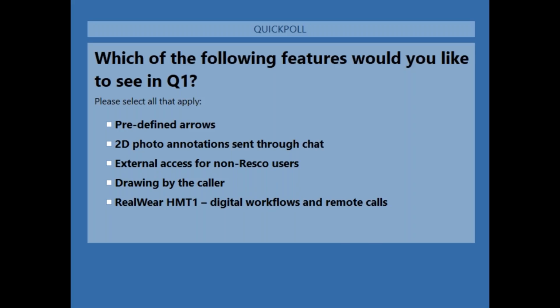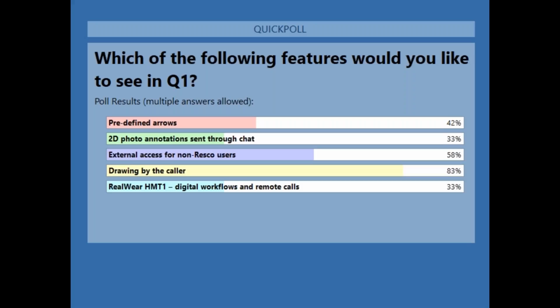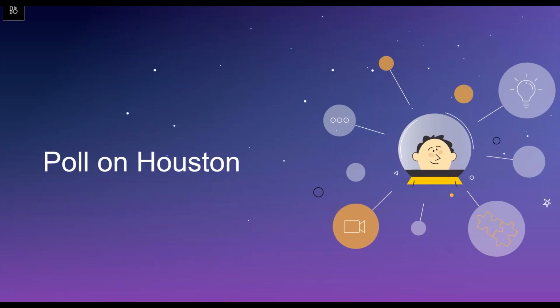Okay, so I'm closing the poll, and let me share with you the results. Okay, this is surprising. So drawing by the caller, okay. Followed by the external access and the predefined arrows. Okay, thanks very much for your inputs.